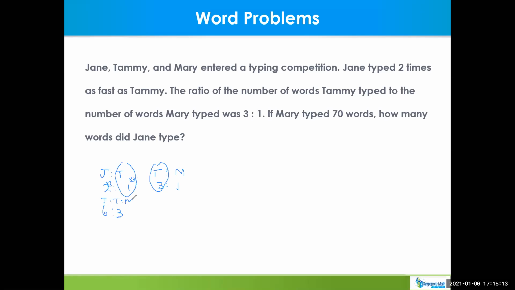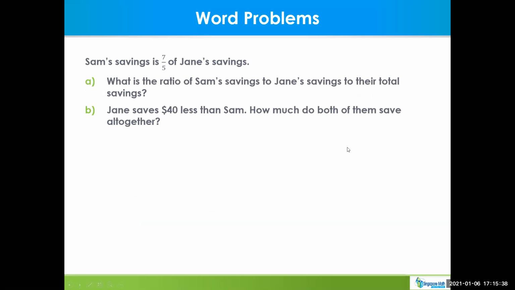What I like to do is combine the ratios so that it's easier for me to work with. So it will be 6:3:1. If Mary typed 70 words, Jane would have typed 6 times the amount that Mary typed. So it will be 70 times 6, which is 420. Very good, well done. Now this one, 2 minutes.